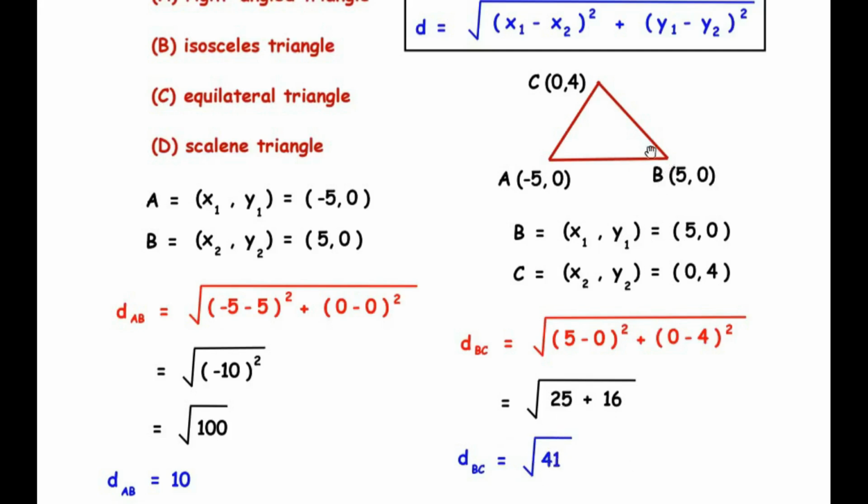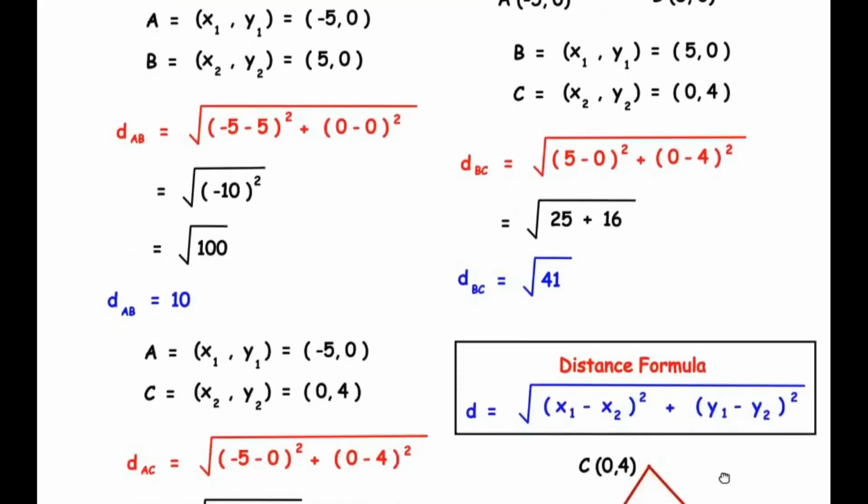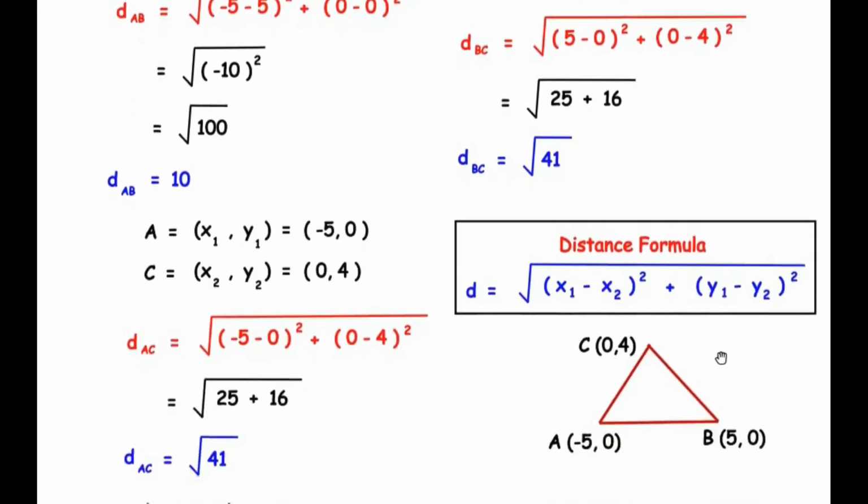Now finally let us try to find out the length AC. So here I have considered the distance formula and the triangle again for easy reference. Since we are trying to find out the length of AC, we are considering the coordinates of A as x1, y1 and C as x2, y2. So plugging in their values in this formula, we get (-5 minus 0) the whole square plus (0 minus 4) the whole square. Now minus 5 square gives us 25 plus minus 4 square gives us 16. So the distance AC will be equal to square root of 41.